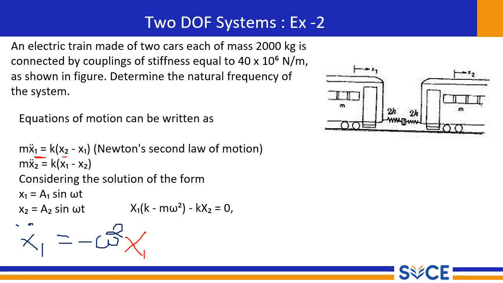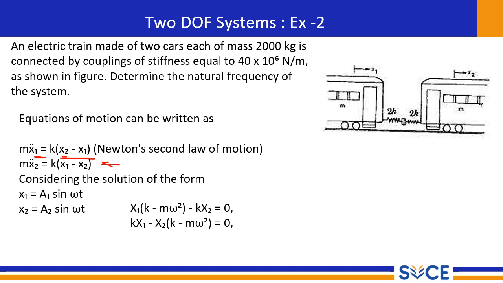Take x1 commonly on the left hand side as well as x2. So this x1 is taken commonly from this equation after substituting minus omega square x1 here. So we will get the equation in terms of x1 and x2. In a similar way, you also substitute this in the other equation, and we will get the second equation. The second equation is k x1 minus x2 into k minus m omega square equal to 0.